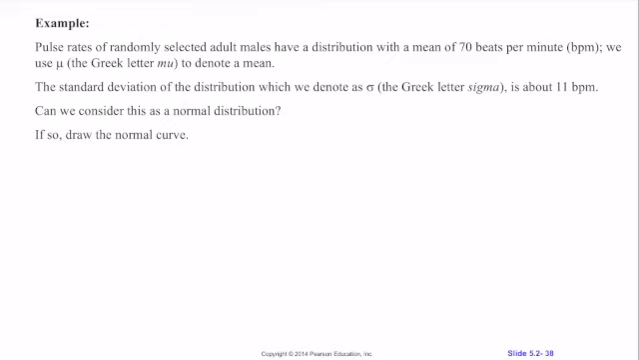All right. Pulse rates of randomly selected adult males have a distribution with a mean of 70 beats per minute and a standard deviation of about 11 beats per minute. Could we consider this a normal distribution? Yes, we could. Pulse rates of randomly selected men, that's something that would occur naturally. So we can go ahead and draw this normal curve.